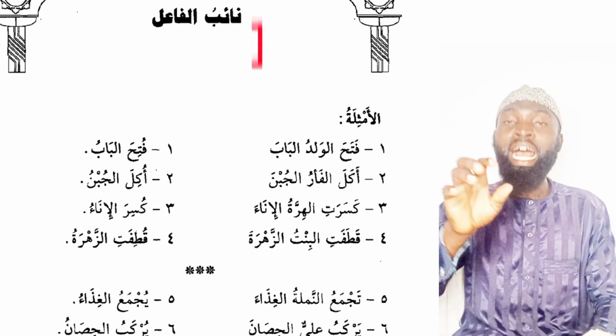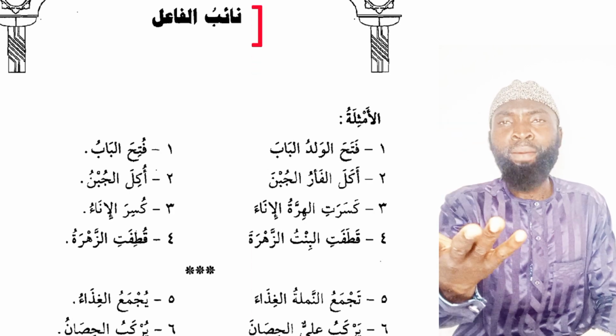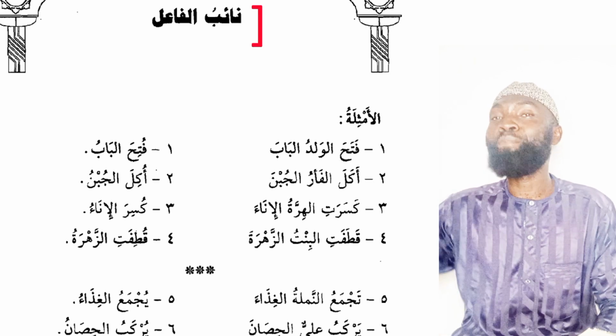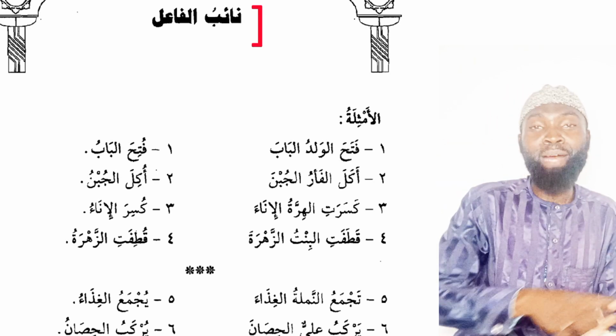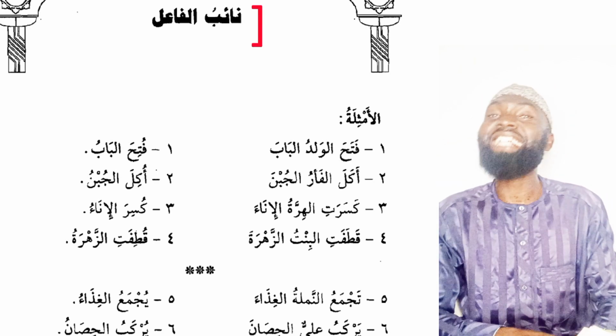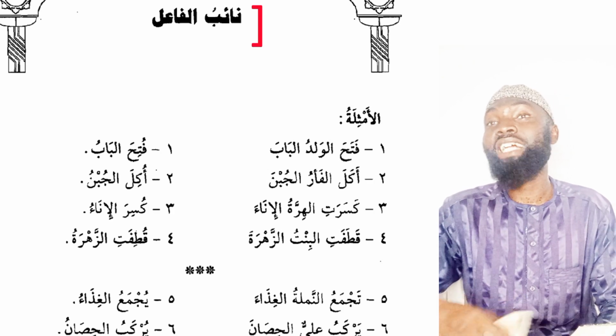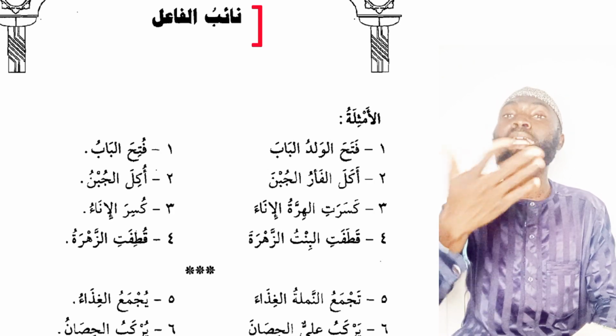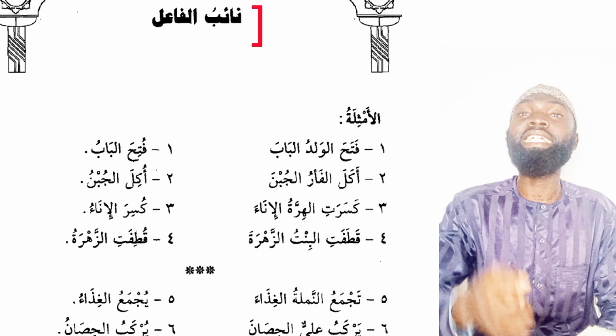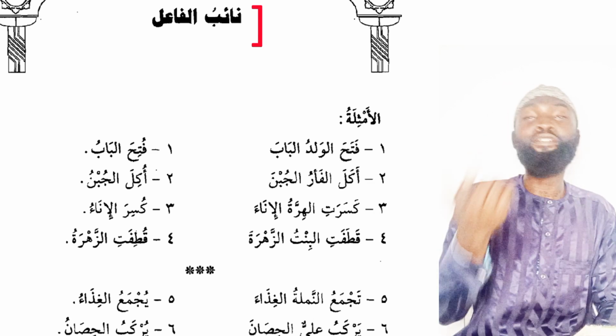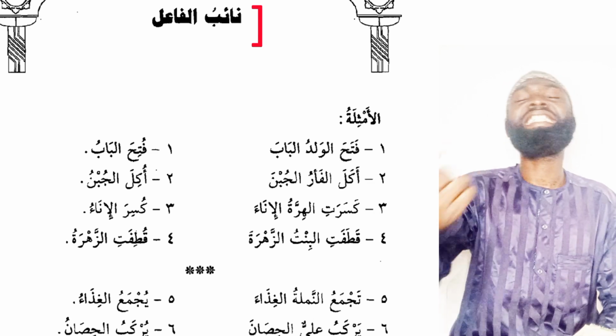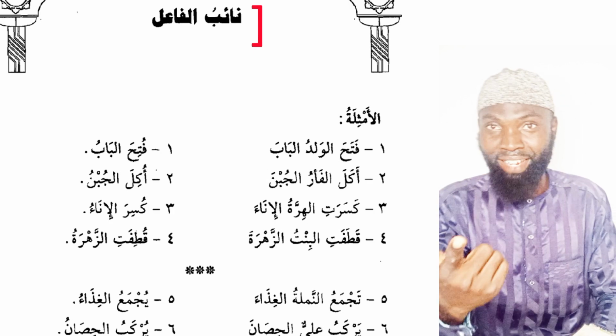Here we have Na'ibul Fa'il. Naib. In the mosque, you have an imam and you have Na'ibul Imam. Na'ibul Imam simply means the assistant or the deputy imam. So al-fa'il means the subject. So na'ibul fa'il, the deputy, the assistant of the subject. And you already have a clue about that.